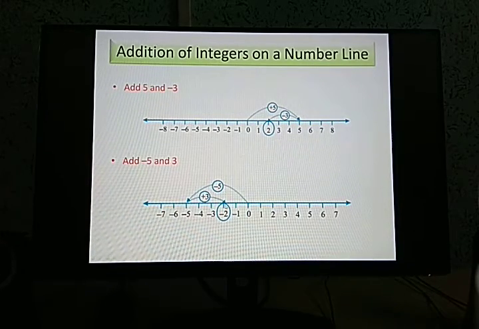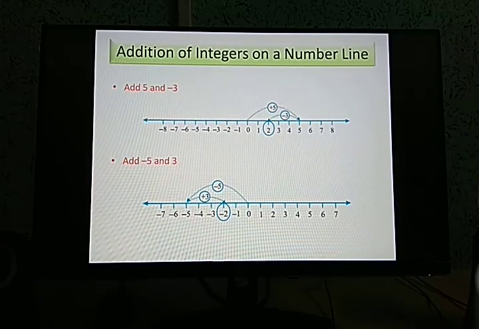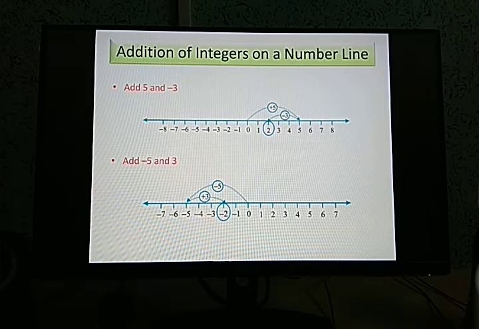Clear? So the only thing is that you have to see what is the sign of that number, and depending on that you have to move either left or towards the right. Clear? So this is the main trick that you have to follow. The rest of the things are very easy.